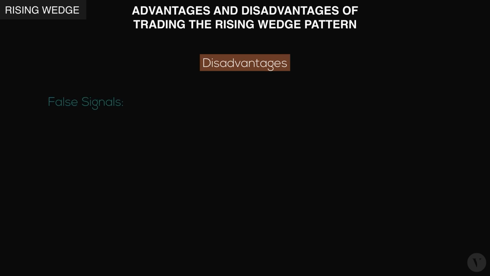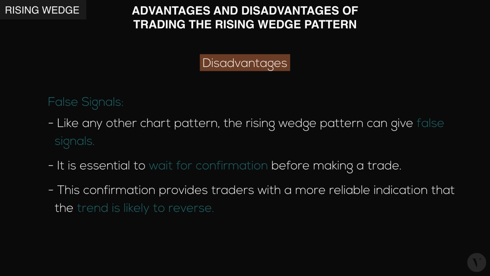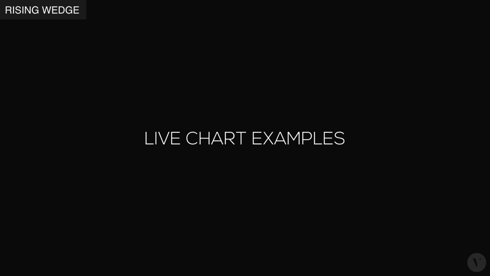Disadvantages. False signals: like any other chart pattern, the rising wedge pattern can give false signals. It is essential to wait for confirmation before making a trade. This confirmation provides traders with a more reliable indication that the trend is likely to reverse. We're now going to look at a live chart example of how I would trade the rising wedge pattern.